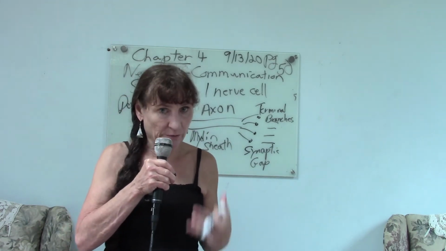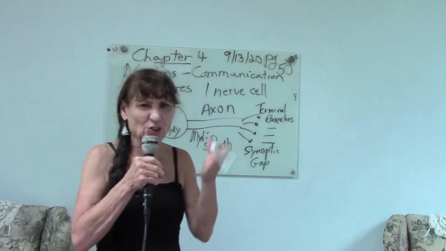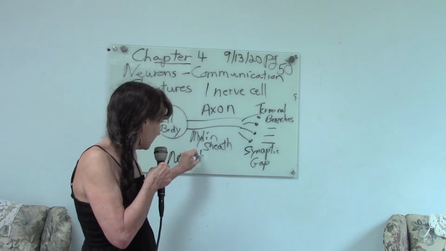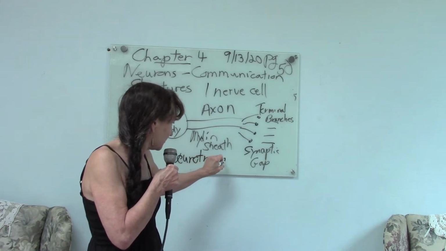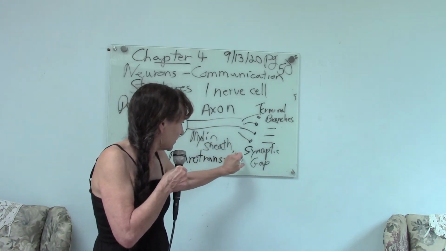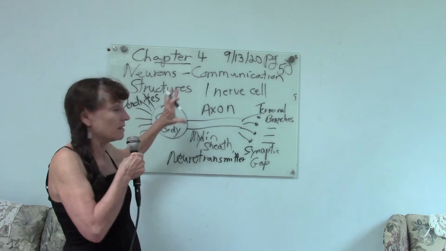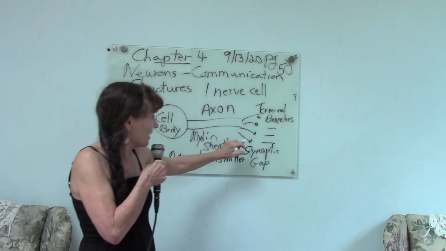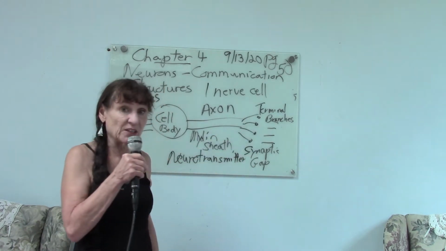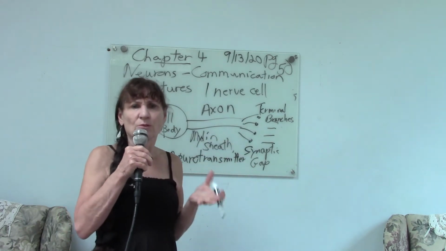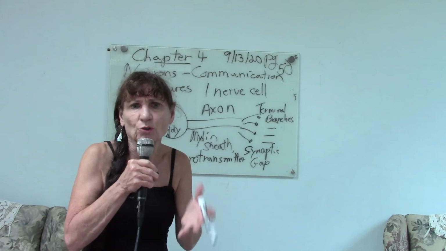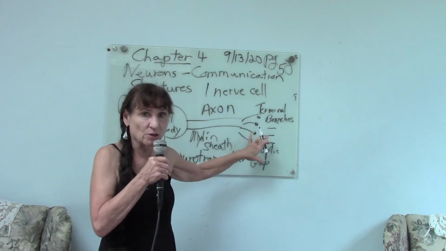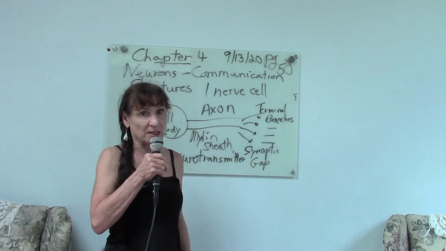You've probably heard of neurotransmitters. You see them a lot on drug ads. As this neuron is activated and fires, it stimulates the end of the axon. A lot of books will call them the terminal buttons. You don't have to remember that, but it stimulates them to release the neurotransmitters into the synaptic gap.